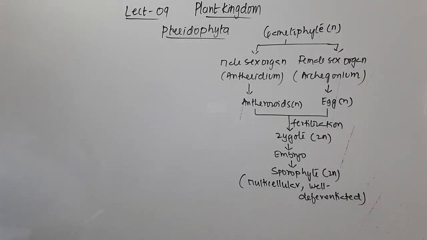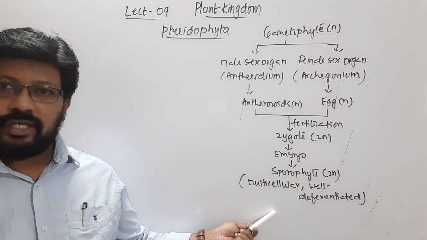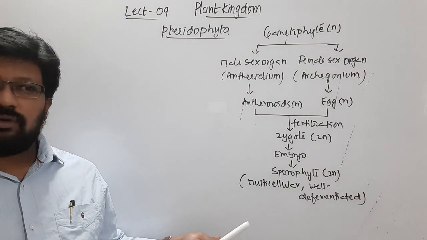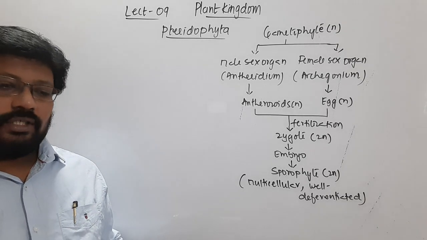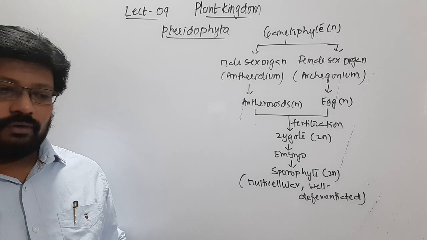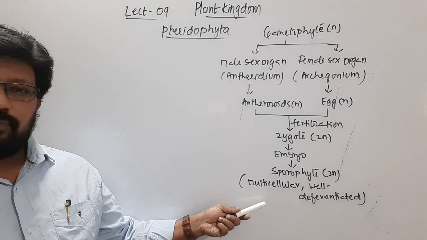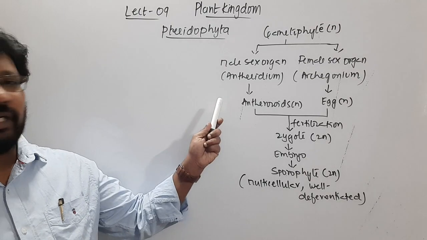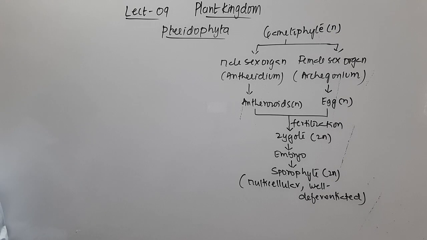Later the sporophyte again produces spores, especially in the cones or the sporangia, which are present on those sporophylls. So they produce spores, and those spores upon germination again give rise to these gametophytes. So that is how the life cycle takes place in pteridophytes.